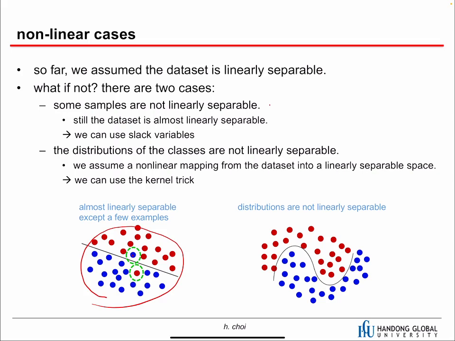A few samples are not separable. In this case, we can use slack variables. But when the distribution of the classes is not linear separable like this, then we can try slack variables, but slack variables are not the best way. So in this case, we can use the kernel trick. We can actually use both.